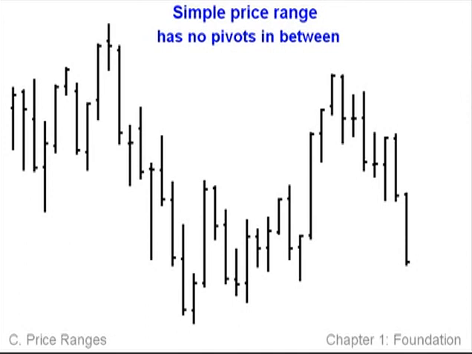Let me illustrate. Let us take a look at first this pivot low right here. It moves up bar to bar to this pivot high right here. And when you connect the two pivots, you have the simple price range. Now, when price starts dropping from this pivot high downwards, it bumps into this pivot low right here, and it forms another simple price range. So let me draw them all in for you so you can see what they look like.